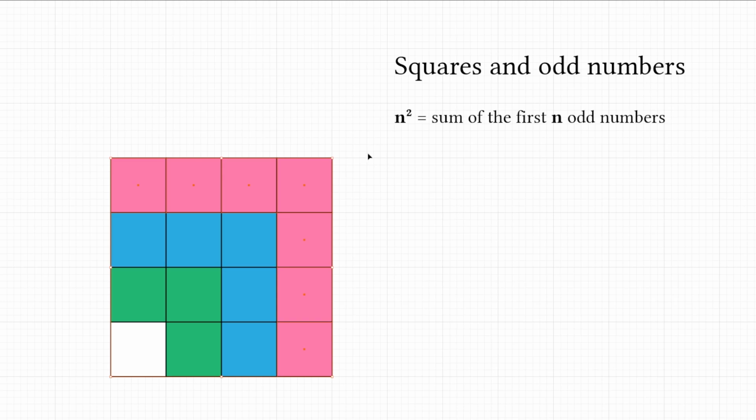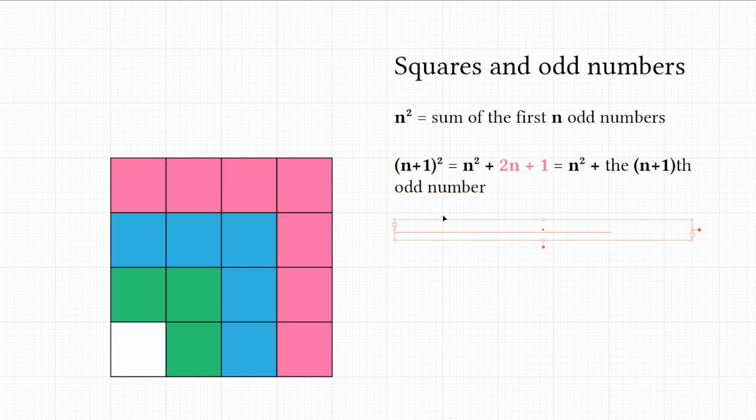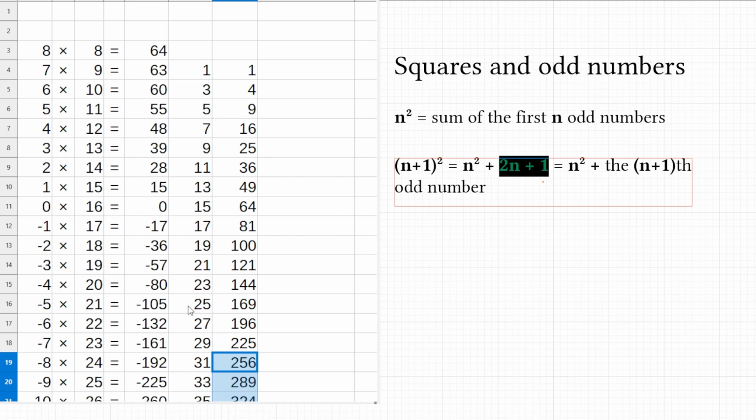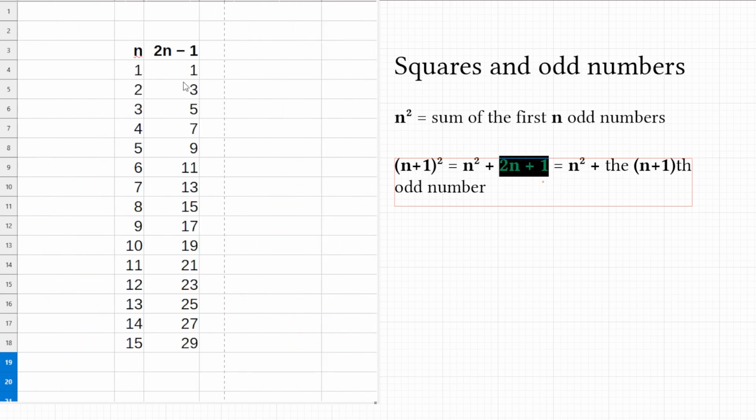And the general formula for this is the square of the next natural number, n plus 1, is equal to the square of the current natural number, n squared, plus the next odd number, the odd number after the nth one, the n plus 1th odd number. And how do I know that this is the n plus 1th odd number? Well, I know this because I know the formula for the nth odd number, which is 2n minus 1.